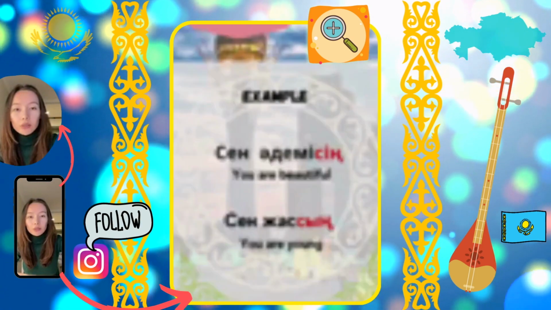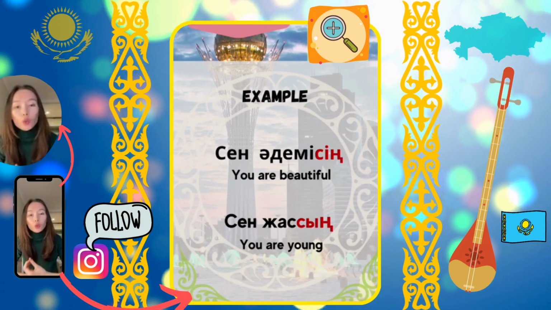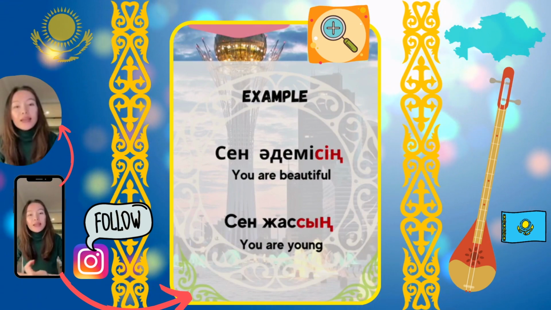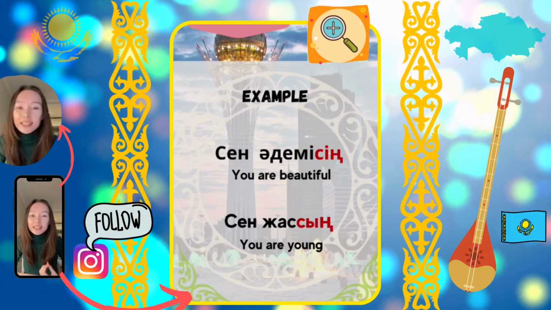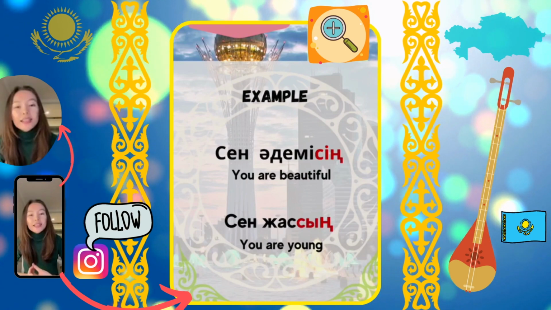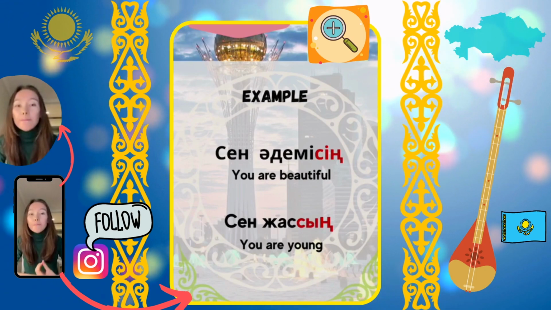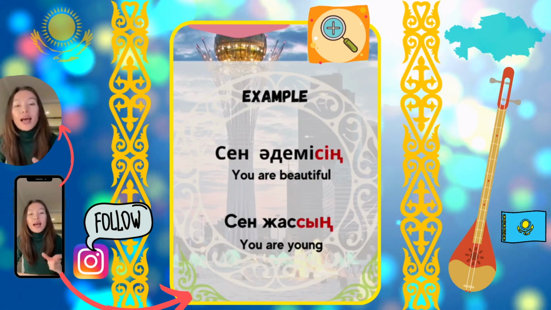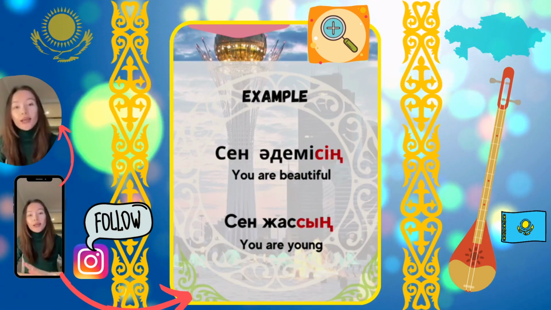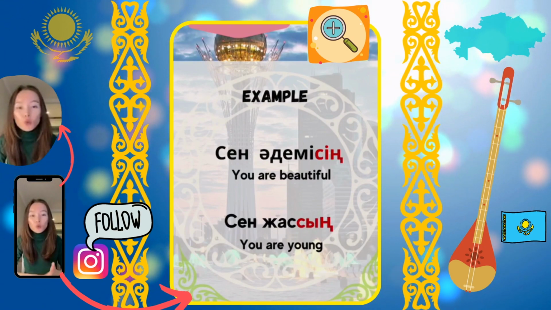There are several examples. For example, how to say you are beautiful in Kazakh language. You, sen, beautiful, әдемі, plus personal pronoun ending сің. Sen әдемісің. In this case, I added the soft personal pronoun ending сің. Why? Because in the word әдемі, the last vowel is soft. So that's why I added the personal pronoun ending сің, the soft one.